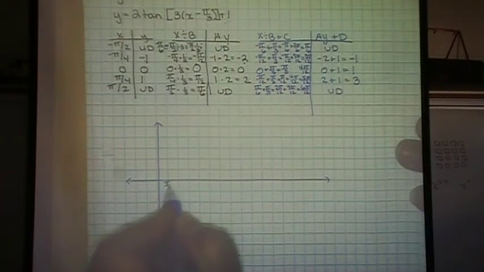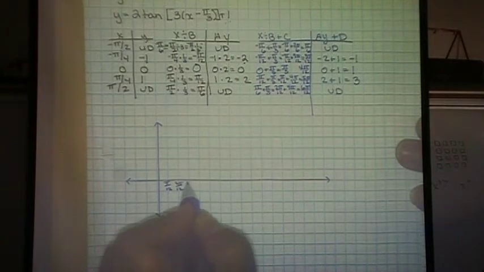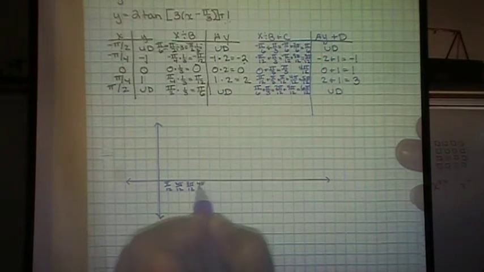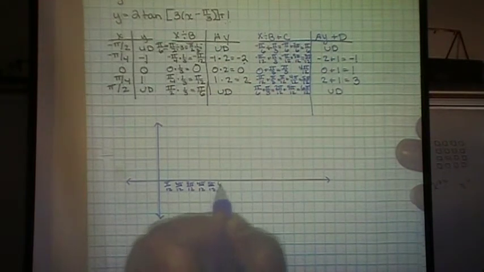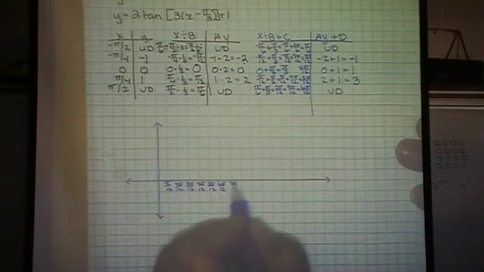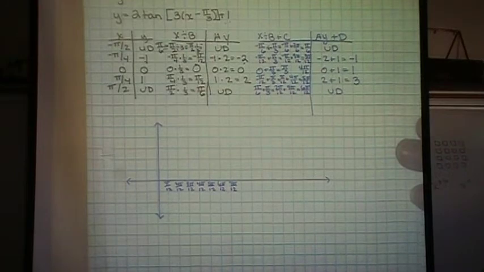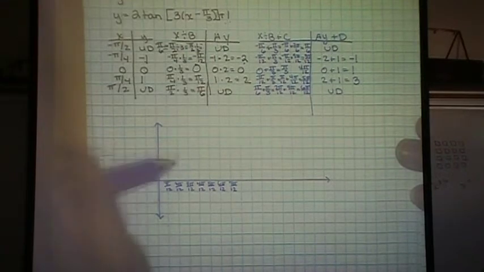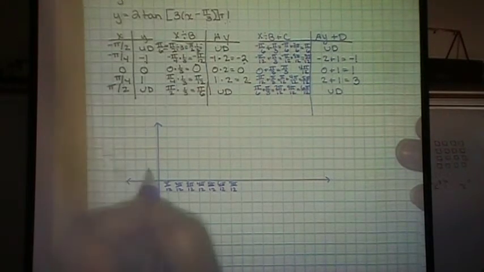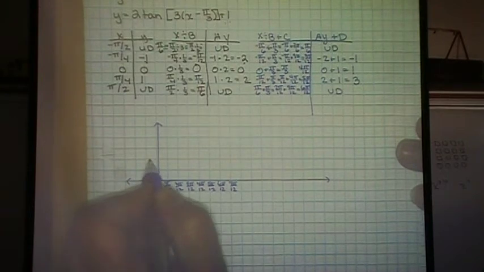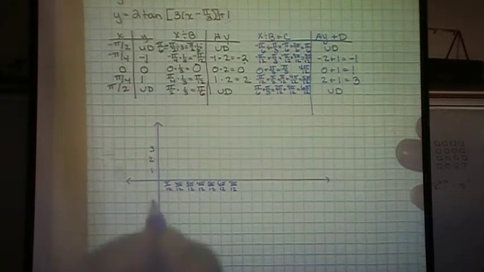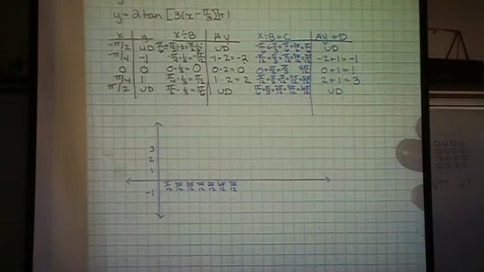So this is pi over 12, 2 pi over 12, 3 pi over 12, 4 pi over 12, 5 pi over 12, and so forth. I'm just going to keep going as far as I need to go. Alright? Now, going vertically, I'm going to count by ones. So this is 1, 2, 3, and this is negative 1.